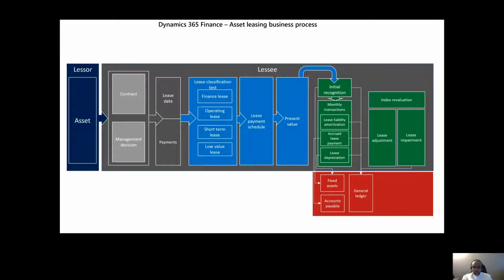Of course, all transactions are posted to the general ledger through the asset leasing journal. For the initial recognition, if we activate the integration with fixed assets, it could be posted to the fixed assets module as an acquisition. The payment could be posted to the accounts payable module. We will look in the next slide at more details on the integration points.